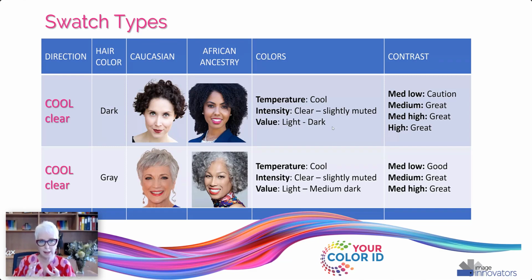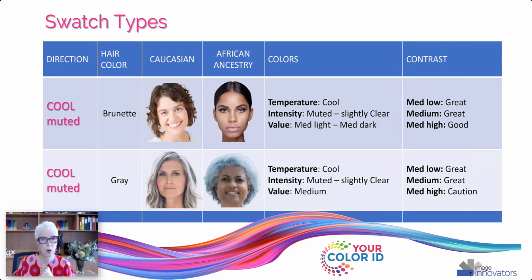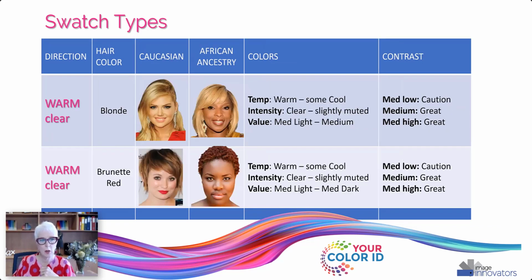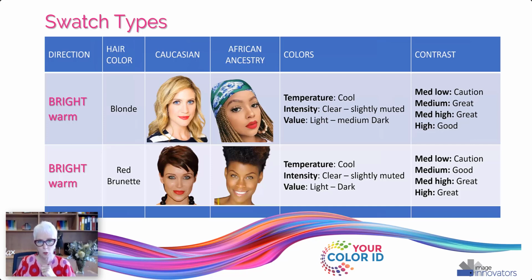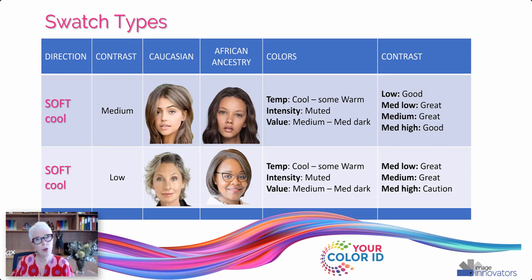We would tend to keep them in the light to medium light colours rather than the light to dark colours. So there's just that little bit of change there that we feel makes the swatch even better, because we can just adjust the colours ever so slightly. So we do it for both the cools, we do it for the warm clears, we do it for the bright warms, because as you can see, you'll be able to pick bright warm blonde or bright warm red or brunette. The softs we don't do by hair color, but by contrast.